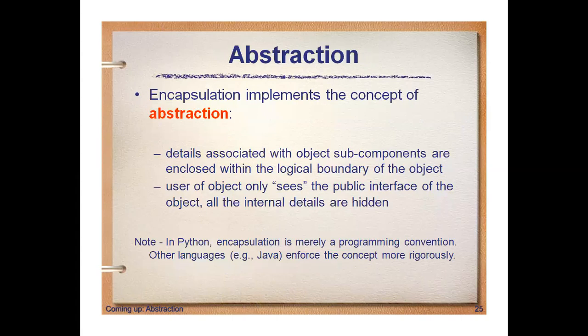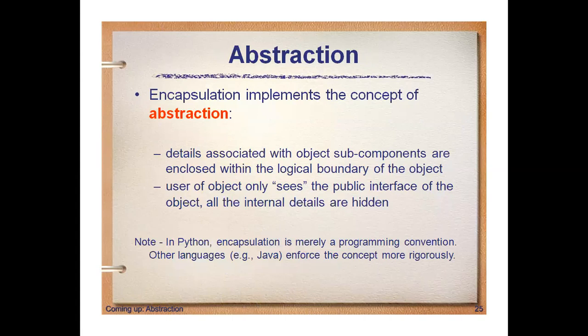Abstraction means hiding all the information. We know this time and again. Simply repeating this definition: encapsulation implements the concept of abstraction. The details associated with the object's subcomponents are enclosed within the logical boundary of the object, and users of the object only see the public interface of the object.